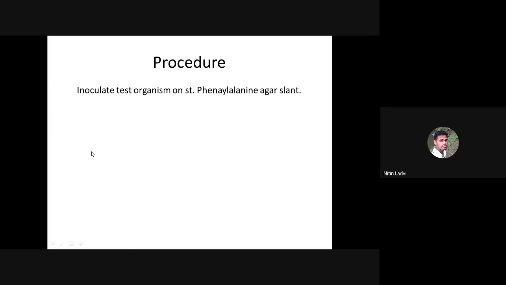Okay. So as far as the procedure for this particular test is concerned, some of the biochemicals are present in a liquid medium, some of them are used while preparing plates, and most of the biochemicals are in use once these are in an agar slant form. That is true with this particular test also. So whatever medium we have just discussed, we are supposed to prepare the slant of that medium. Initially we are supposed to have the sterile phenylalanine agar slant ready with you. Then you are supposed to inoculate the test organism on that sterile phenylalanine agar slant.